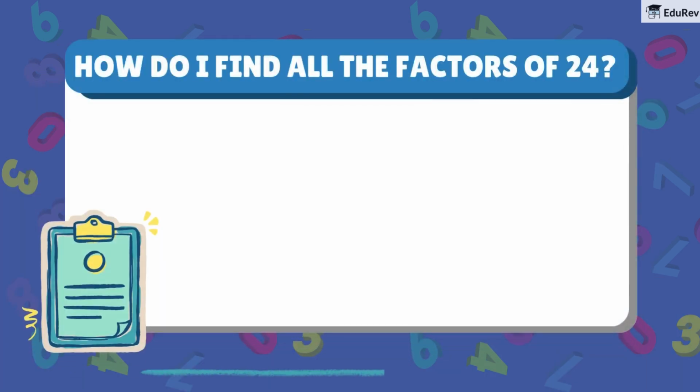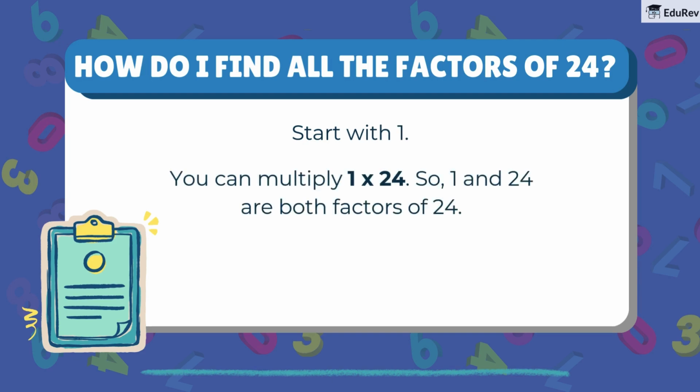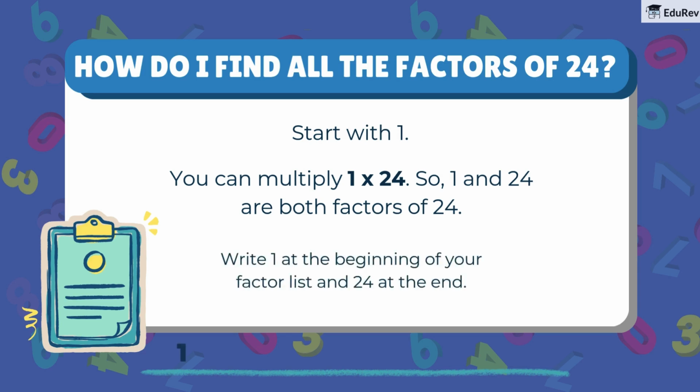Next, how do I find all the factors of 24? Start with 1. You can multiply 1 times 24, so 1 and 24 are both factors of 24. Write 1 at the beginning of your factor list and 24 at the end.